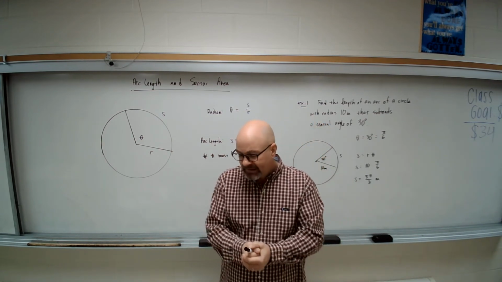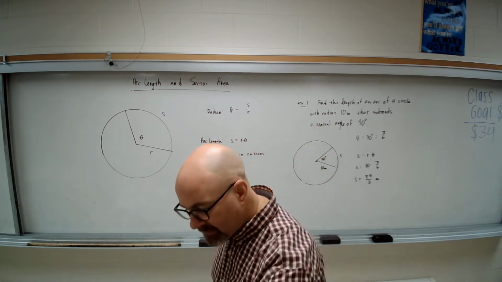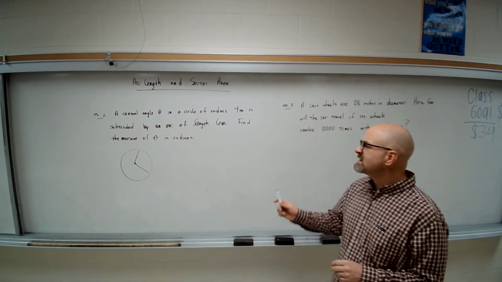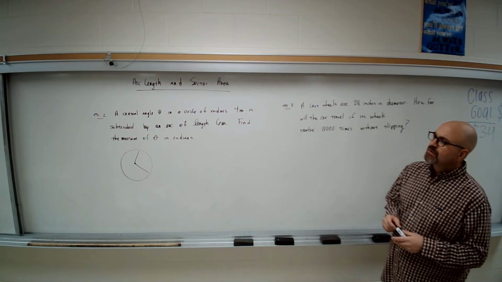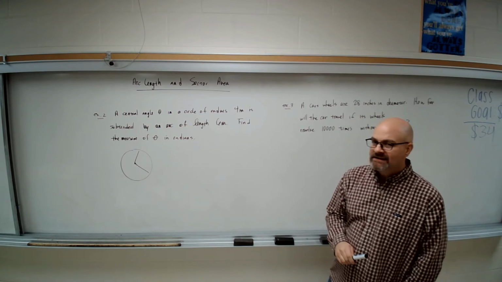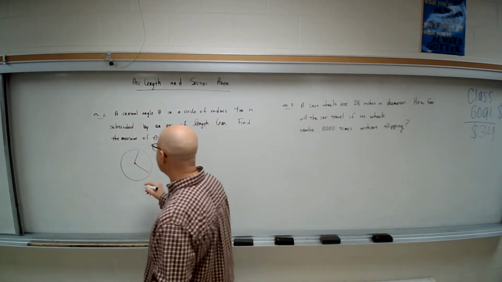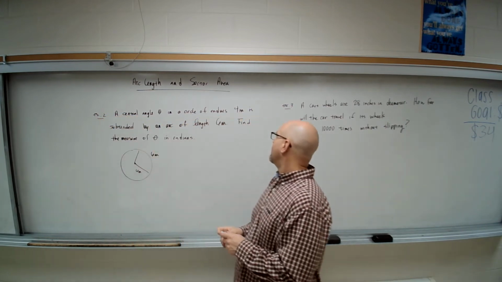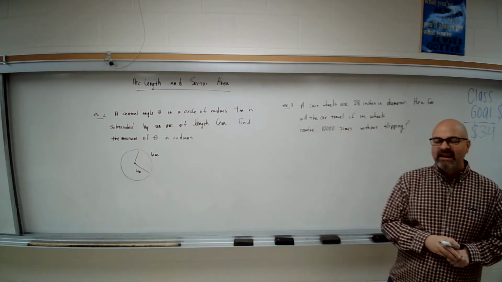I would think you'll be able to get through the first one. The second one's a little trickier, and then we'll go from there. Okay, so for our second two examples, the first one: central angle theta in a circle of radius 4 meters is subtended by an arc of length 6 meters. So if we label here, we have 4 meters, 6 meters. Find the measure of theta in radians.